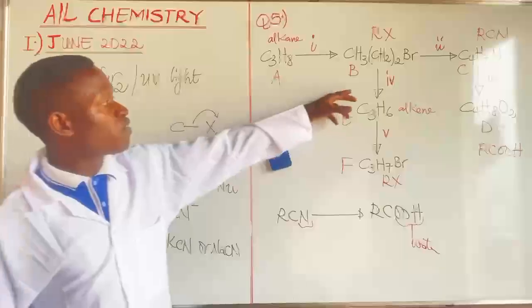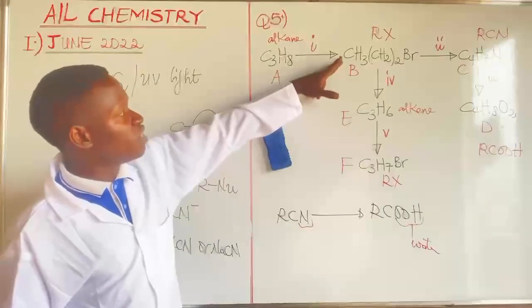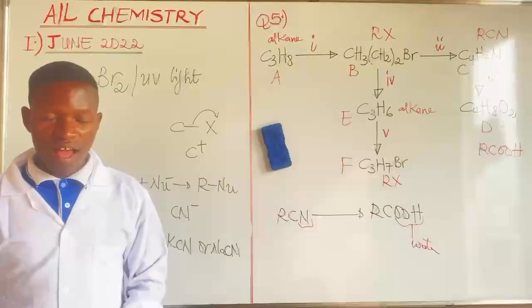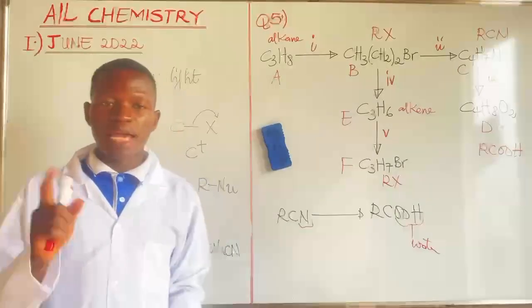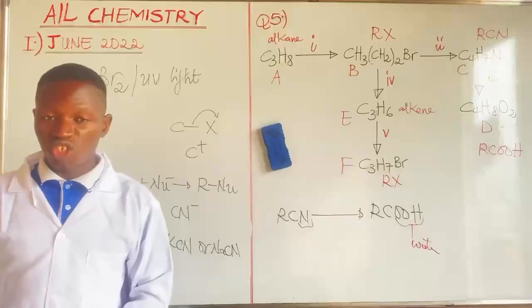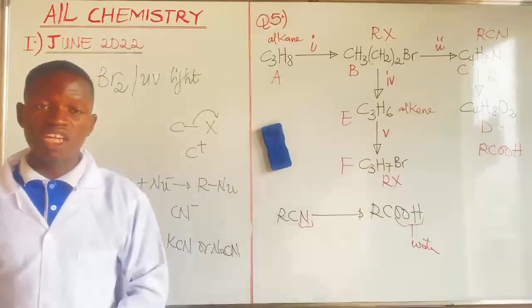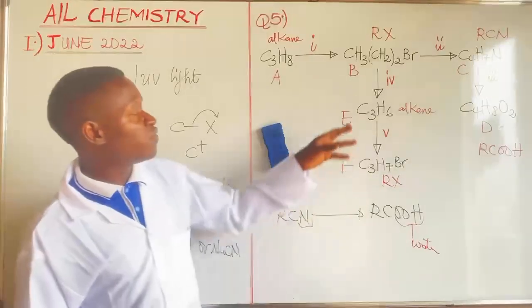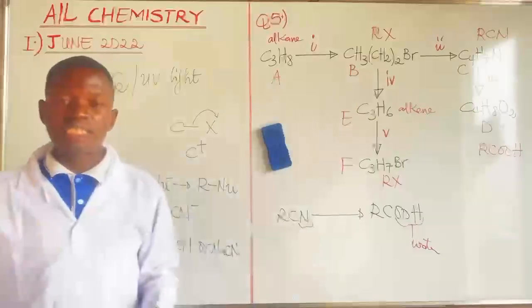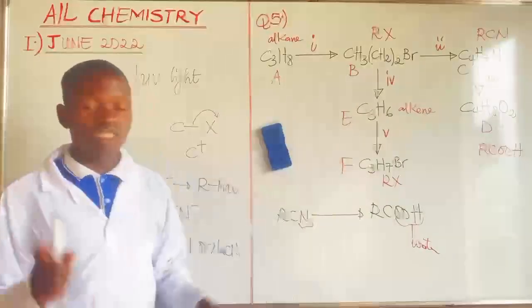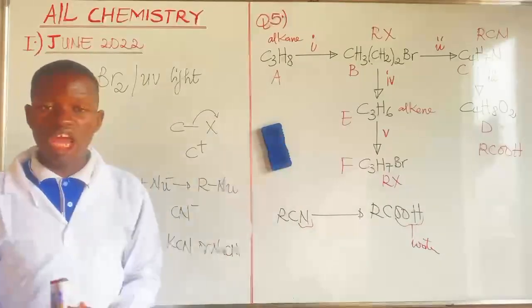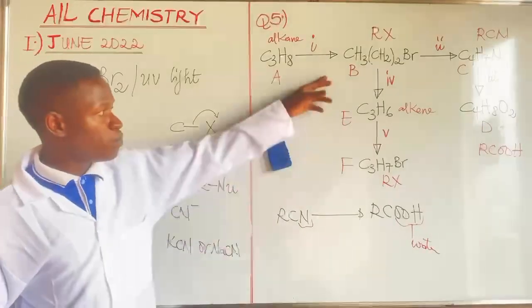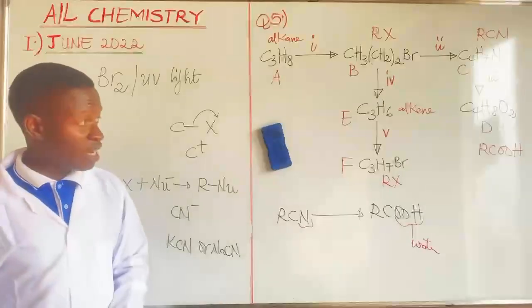We come to Roman 4. Roman 4, we are leaving haloalkane to alkene. As we earlier mentioned, haloalkanes also give alkenes by a process called elimination reaction, because we are leaving from a compound which is saturated to a compound which is unsaturated. That means that a double bond is formed. So the process is called elimination reaction.